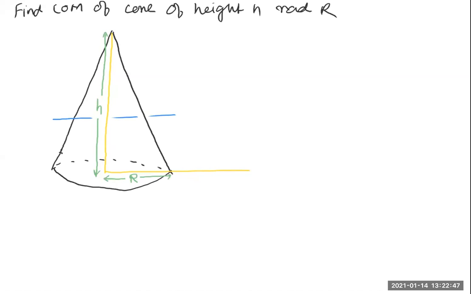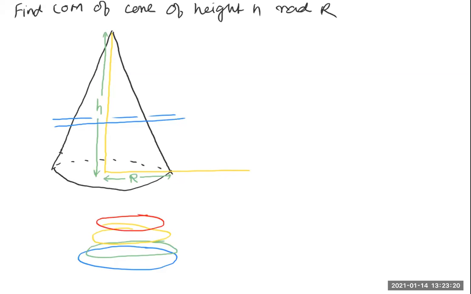So what you will do is place discs on top of each other, just like we did for a solid, just like we did for a hollow sphere. And these discs would be decreasing in radius, right? Ultimately, if you place the discs correctly, you will get a cone. That is how you construct a cone.